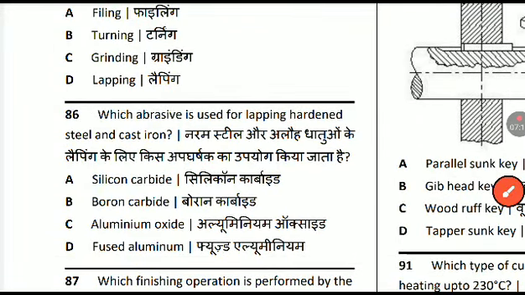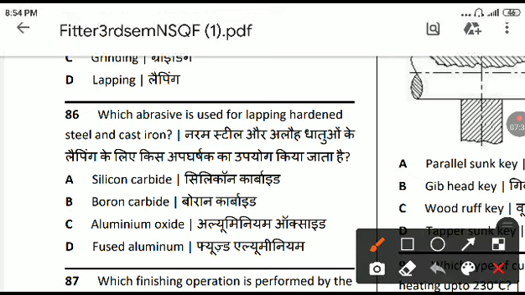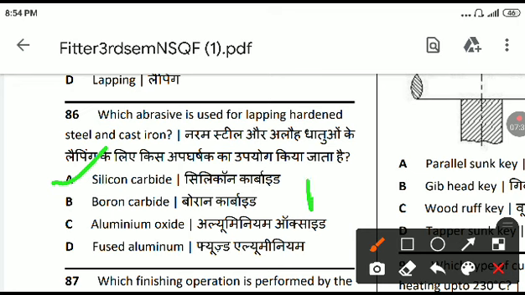Which abrasive is used for lapping hardened steel and cast iron? Silicon carbide. Option A, silicon carbide.